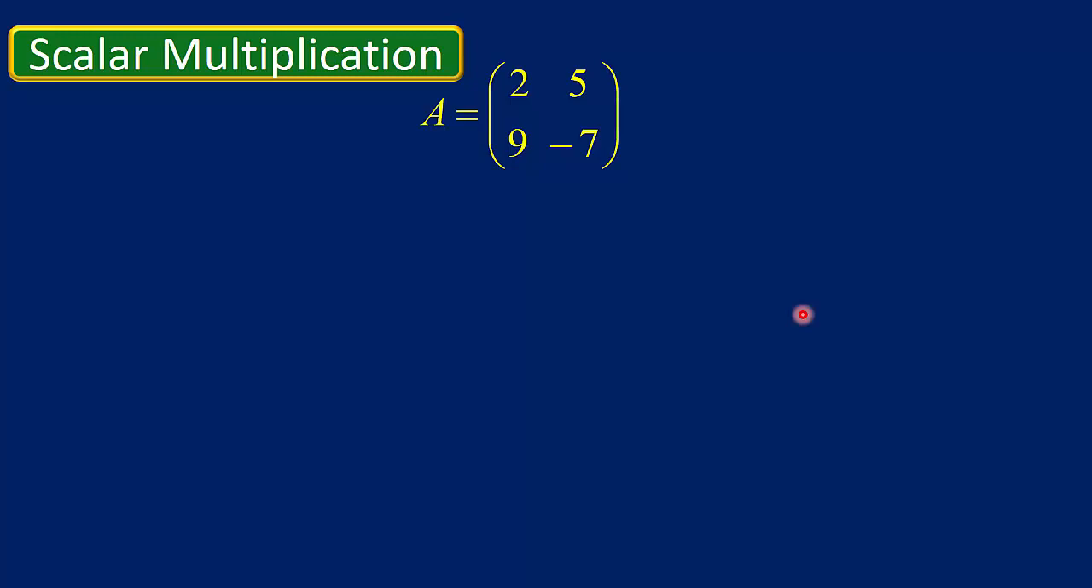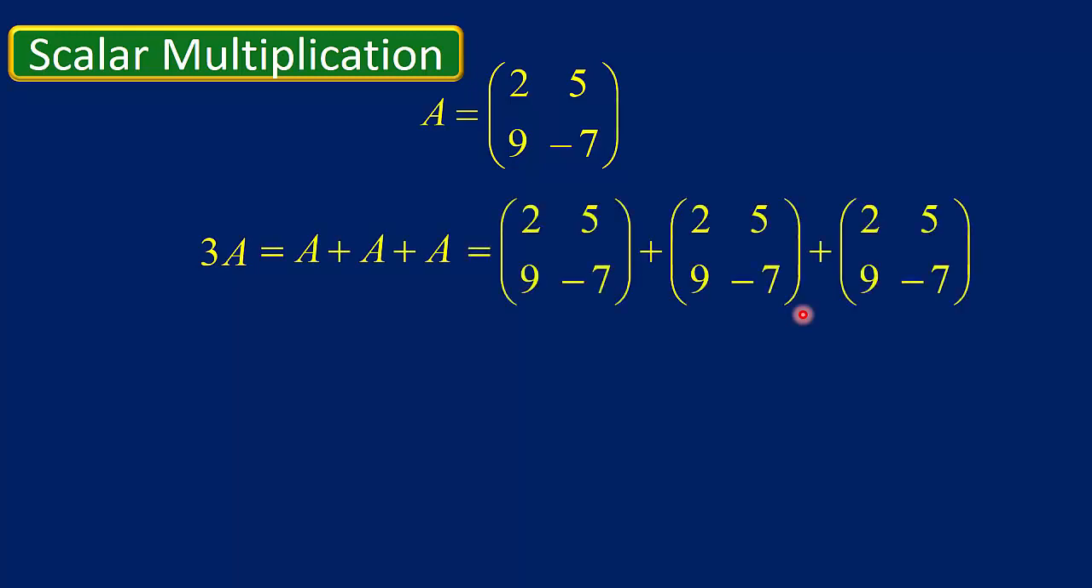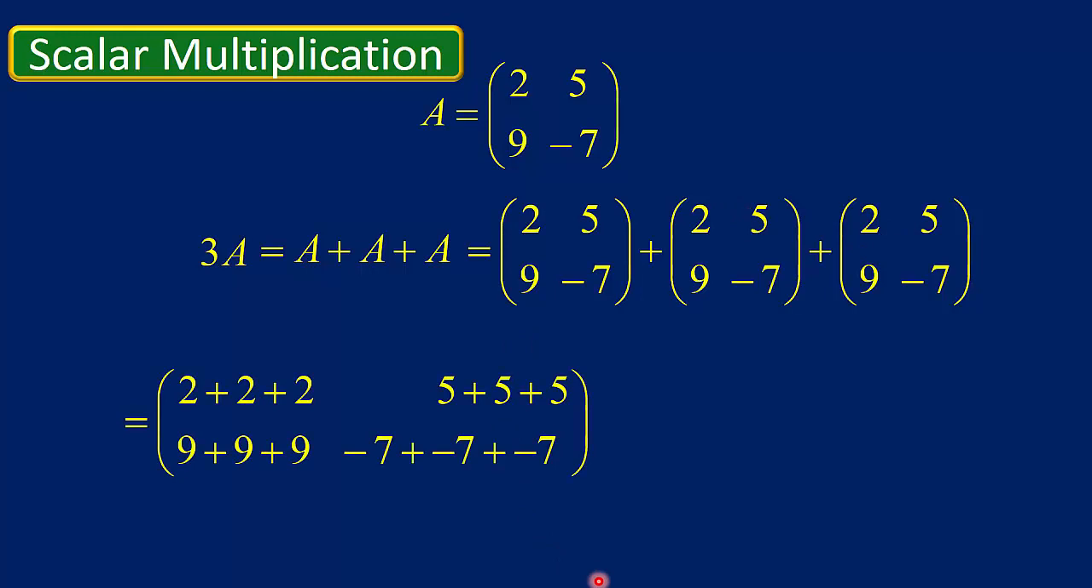Also, scalar multiplication. We're going to look at 2 types of multiplication. Scalar multiplication, that's when we just multiply the matrix by a number. And then matrix multiplication, where we multiply 2 matrices together. But here, we're just taking a number, a scalar, and multiplying by A. So for example, we might see 3A. Well, what does that mean? If you think about it, 3A is just A plus A plus A, which is this. And you know what this means. We know how to add this. We just add corresponding components. 2 plus 2 plus 2, 5 plus 5 plus 5, and so forth. So it looks like this.